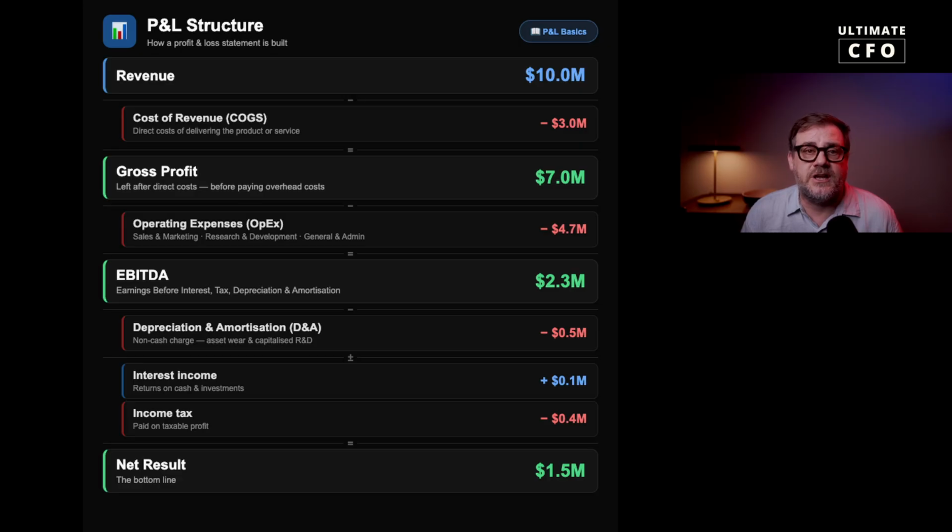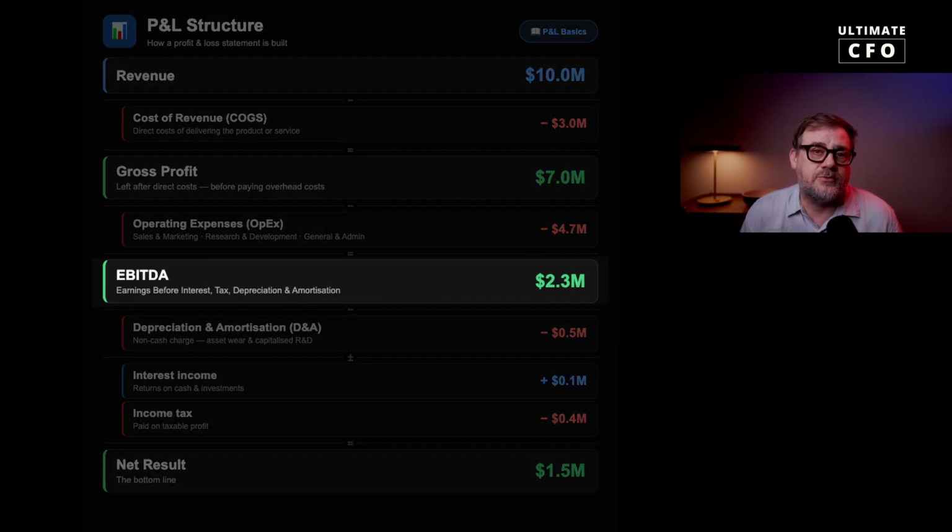And this is called the EBITDA, or earnings before interest, tax, depreciation, or amortization. Or it could also be EBIT. Here it depends on whether or not you have subtracted amortization as part of your operating expense.